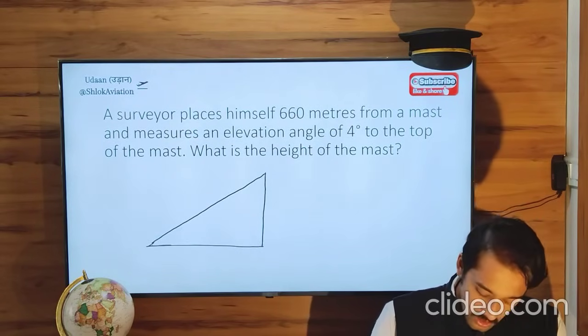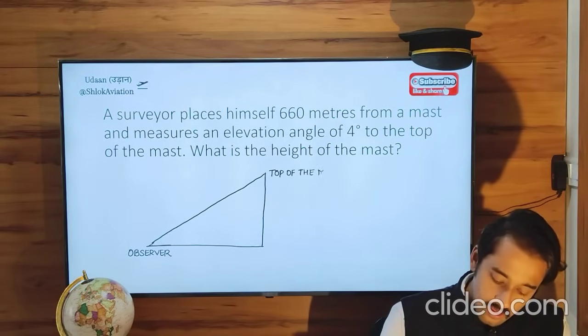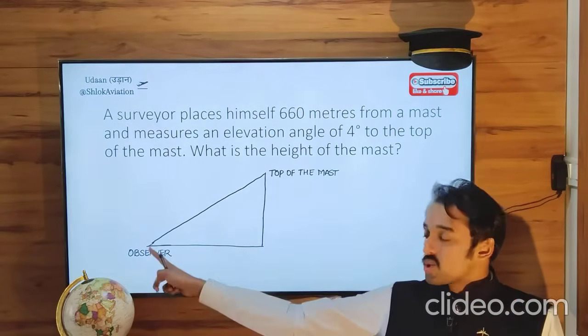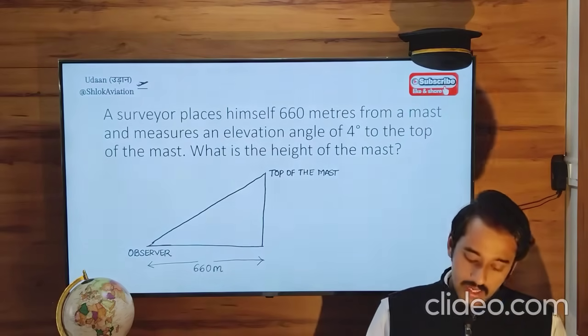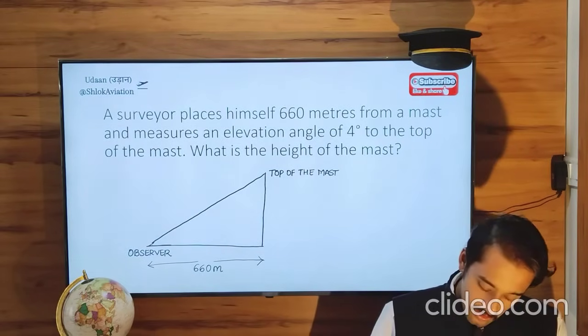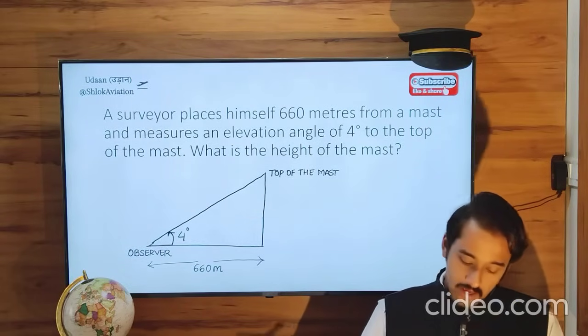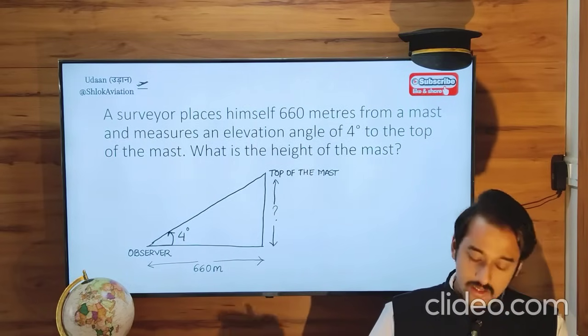Okay, so this is where your observer is located on the ground, and this is the top of the mast. The distance between the mast and the observer is 660 meters, and the elevation angle is 4 degrees. We have to find the total height of the mast.